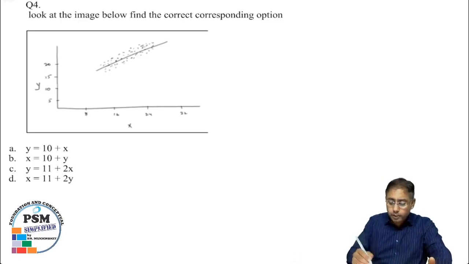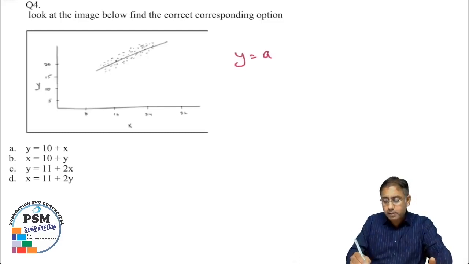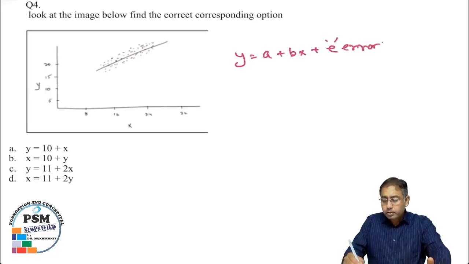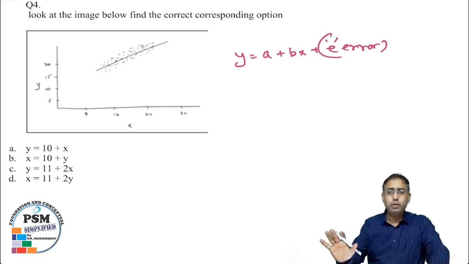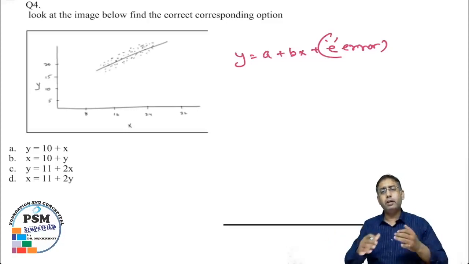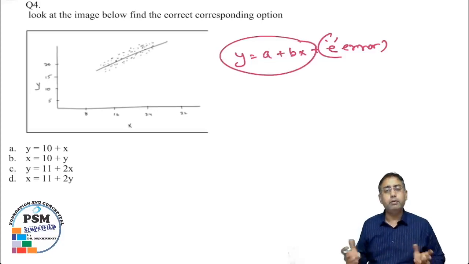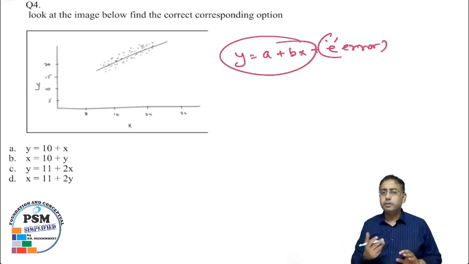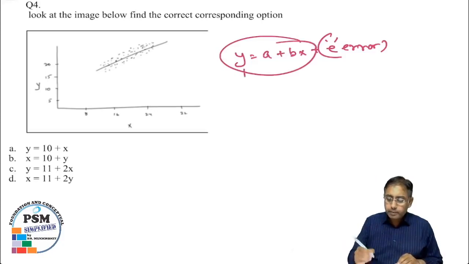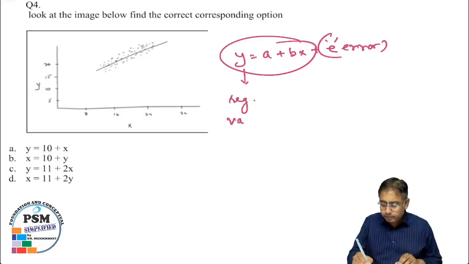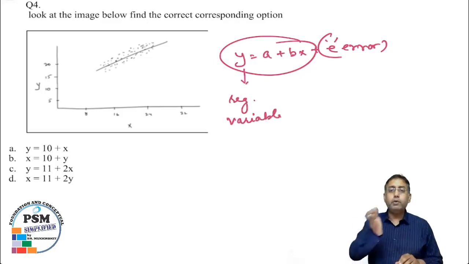There is an equation that is y is equal to a plus bx plus e, where e is for error. Just for your exam purpose, we talk about errors. Generally speaking, we take y is equal to a plus bx. This is the formula that you need to remember for regression. It is very easy. What is y? Y is the regression variable on which we are going to work.